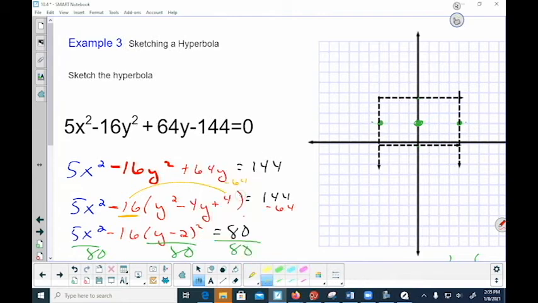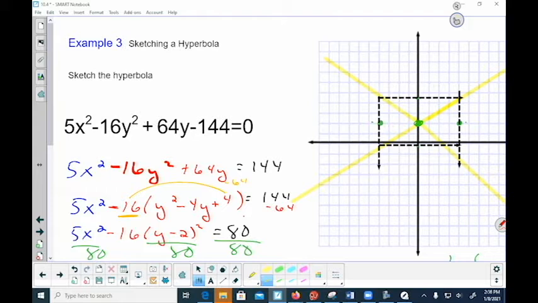So remember, to do an asymptote, you're going to go from corner of the box through the center to the other corner of the box. And that's going to be one asymptote. Other asymptote, corner of the box to corner of the box through the center. So there's my other asymptotes.